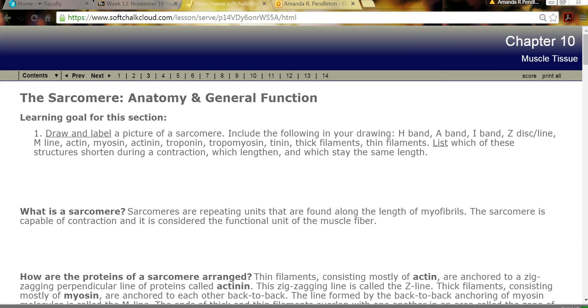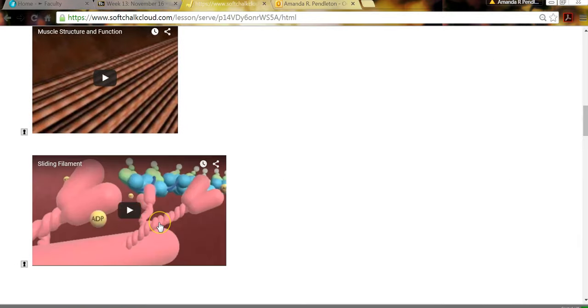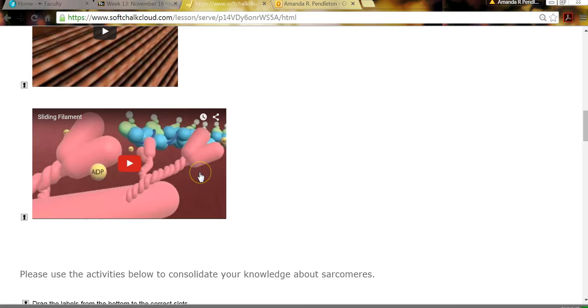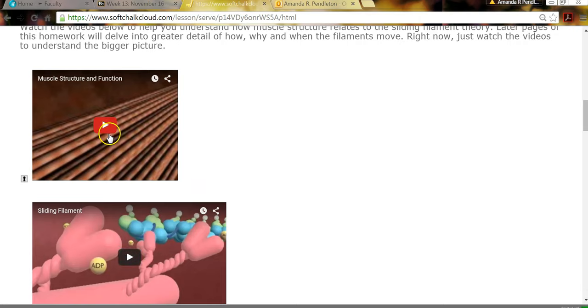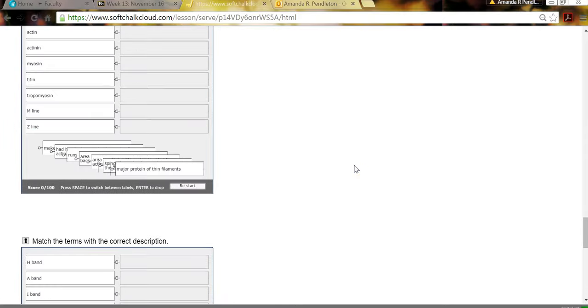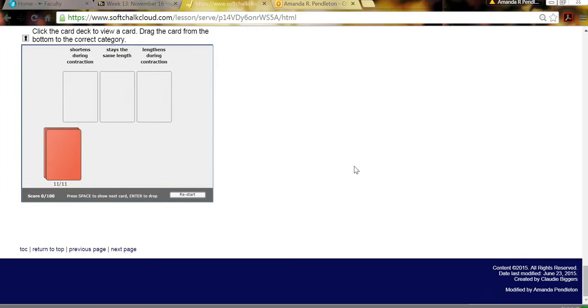What I'd like to point out here that you have on your homework lesson is a couple of videos that are embedded that give you cartoon animations of sarcomere structure and function, and here it's showing how the filaments slide past each other. So my suggestion is to also look through these videos and then work through these activities to make sure that you have this information properly in your head. And again, please feel free to contact your instructor with any and all questions.